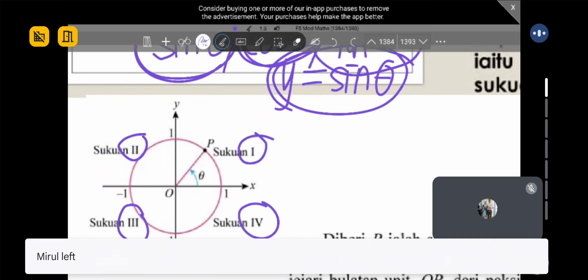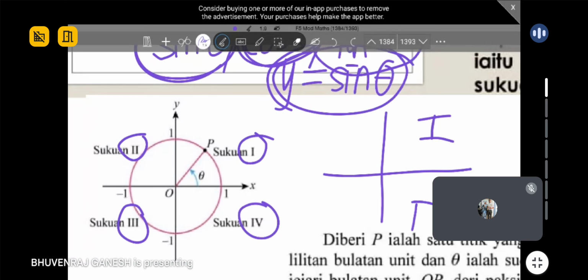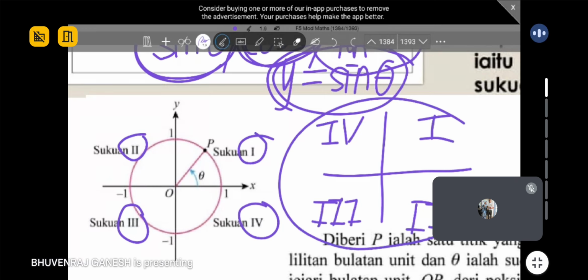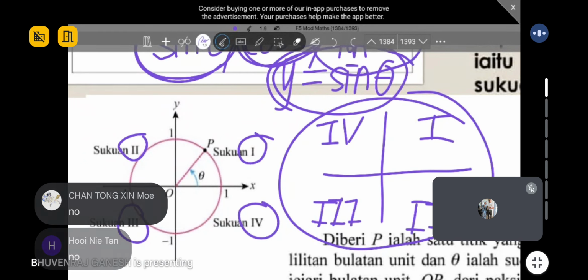Okay. So, guys, let's say saya tanya satu soalan. Boleh tak saya label quadrant saya macam ni? 1, 2, 3, 4. Boleh tak? Can I label my quadrant like this? Yes or no? What do you all think? Okay, but lagi sekali, adakah kita boleh label quadrant macam ni? Can we label it in clockwise direction? Ikut pusingan jam. Very good. Okay, means you all understand the concept.